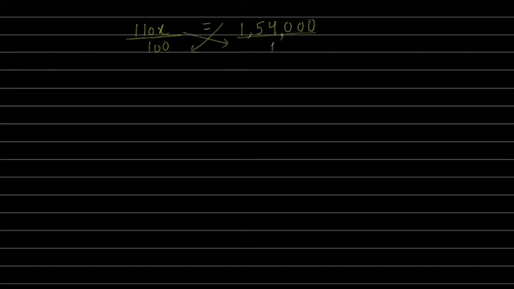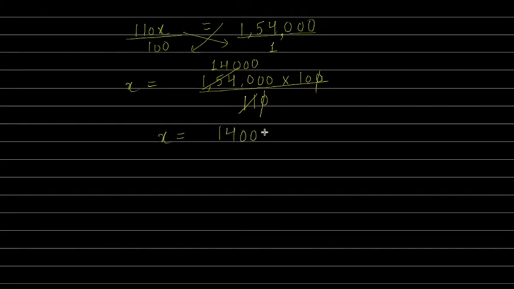Here we can assume 1 in the denominator. So X will be 1,54,000 into 100 upon 110. So this 0 is cancelled. Now if I cancel it, 11 ones are 11 and 11 fours are 44. 1, 2, 3, 0 as it is, and into this 10. So how much is this coming? 1, 4, 1, 2, 3, and we will add this 0. So this is coming 1,40,000 rupees.